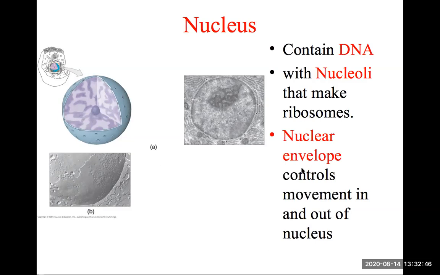Okay, so the nuclear envelope is very much like the plasma lemma. It is selectively permeable. Some things can go in and out of the nucleus and some things cannot. For example, the DNA cannot leave the nucleus. All right, so the nucleus is also selectively permeable.